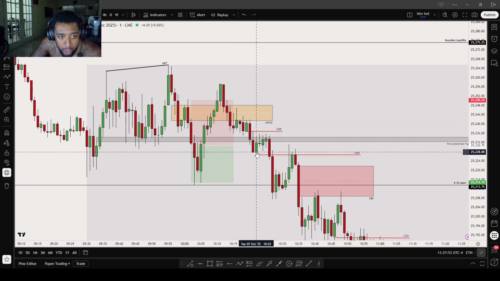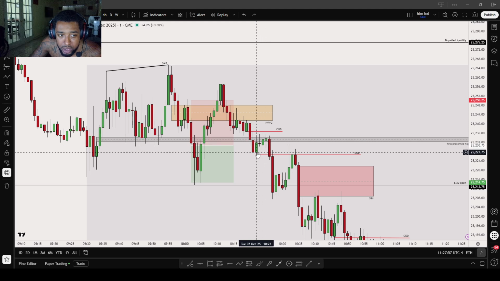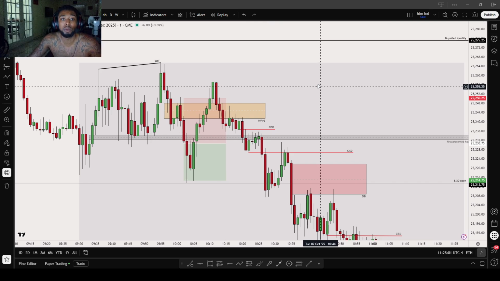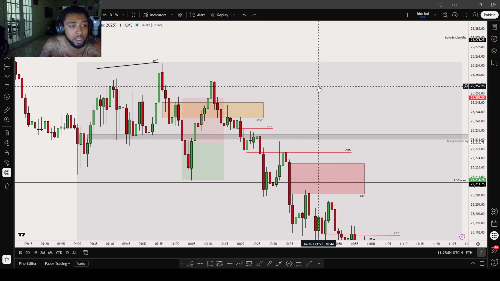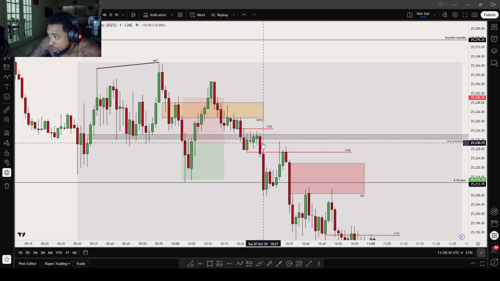Displaced lower right here. Closing below this first presented fair value gap. And it created this change in the state right here. So it comes up, respects it, displaced lower. Remember I told you before, in your displacements, you want to see it create a fair value gap that's coupled with a change in the state, right? So we got the displacement. Look how far it closes. Boom, closes way down here.